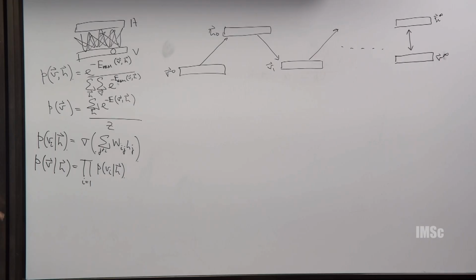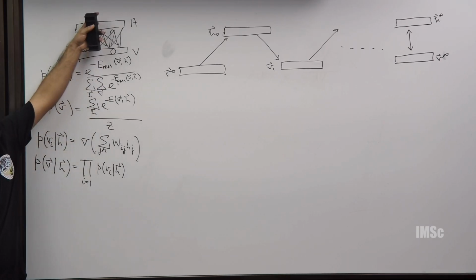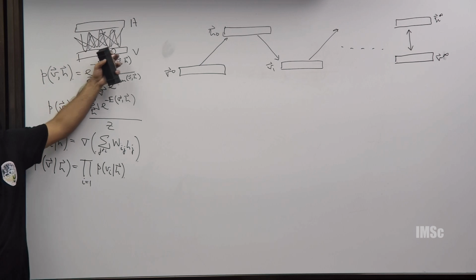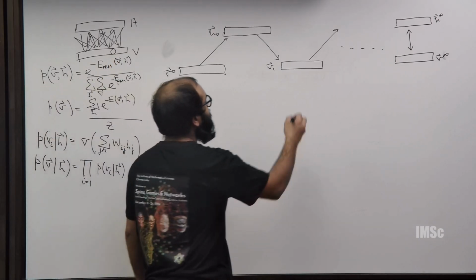That's a conditional problem. V given the H vector is set. So this is set, it's not changing. You just update all the V_i, and that is absolutely possible, because the V_i do not talk to each other, so it doesn't matter which V_i you're updating first. So this is what is called alternating Gibbs sampling.